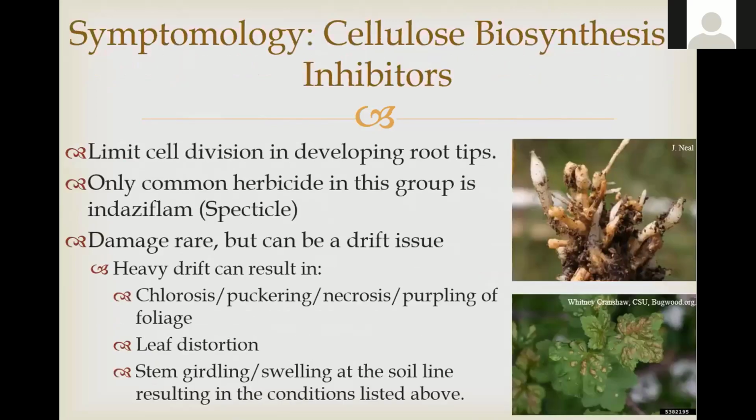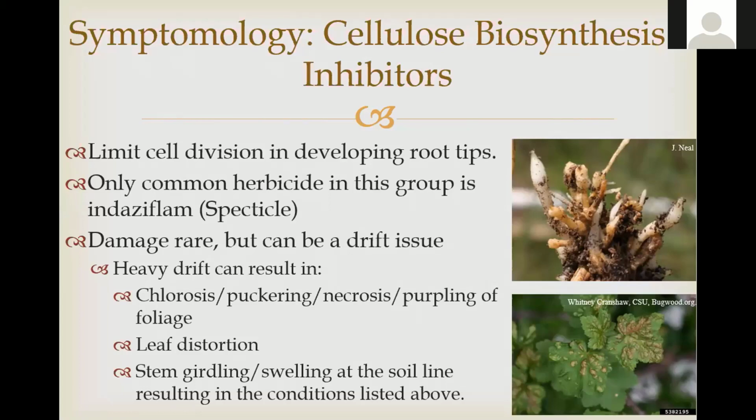Now we're talking about the cellulose biosynthesis inhibitors. There's only one that we really see much of, and we use a little bit of this in forestry too, but that's indaziflam in the form of Specticle. Basically what happens there is you get cellular division limits in developing root tips. Really uncommon to have an issue with it. We can spray right over the top of a lot of different tree species and not have an issue.